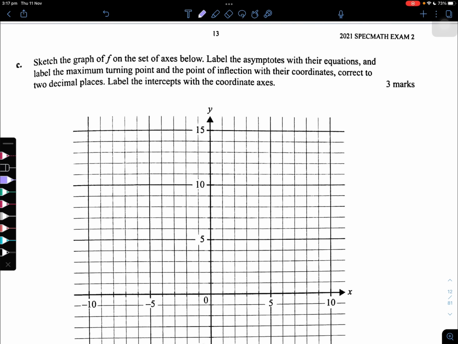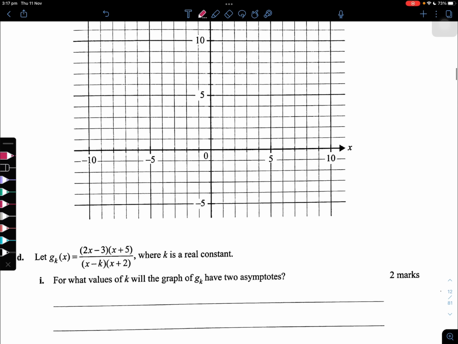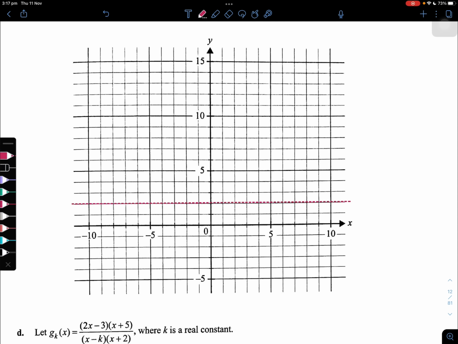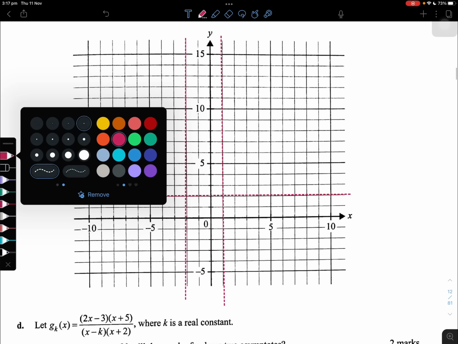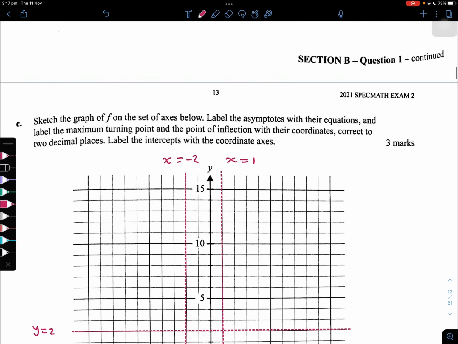Sketch the graph of f on the set of axes below. Label the asymptotes with their equations. Basically label everything about this graph. Okay, so what I would first do is sketch the asymptotes. So let's go y equals 2. Why is it not straight? Straighten, please. Okay, good. y equals 2, x equals 1 and x equals negative 2. So we have 1 right here. Okay, perfect. Make sure you label them as well. x equals negative 2, x equals 1, y equals 2.